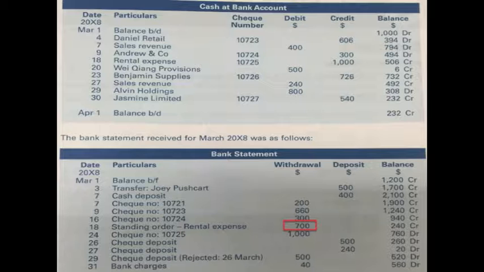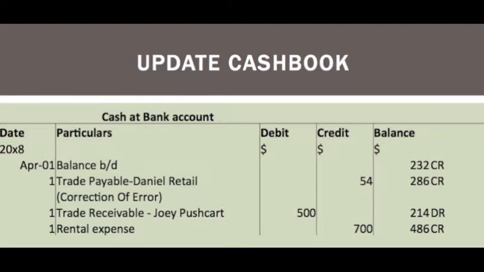Now we look at our bank statement. Okay, we realize that there's a standing order of rental expense, which means that there is a direct withdrawal of $700 from our bank account to pay off our rental expense. This is not captured in our cash book, so we have to update this in our cash book. So in order to capture this withdrawal, we will credit cash at bank $700, giving us a balance of $486 credit. Okay, this is actually rental expense, so therefore our particulars will write rental expense.